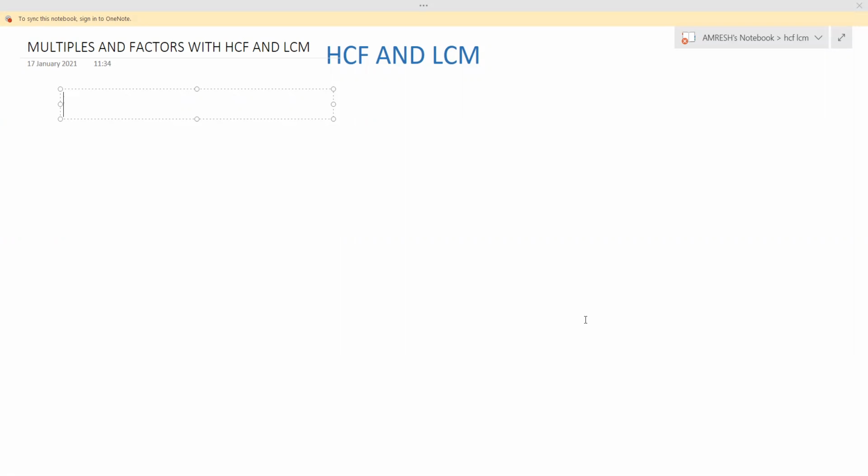Today we are going to read the most important part of our chapter, multiples and factors with HCF and LCM, that is HCF and LCM. In the previous class, we have already read about multiples, factors, prime numbers, composite numbers, prime factorization. So today we will read HCF.